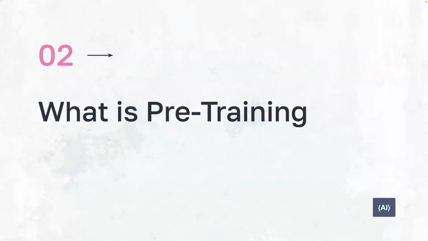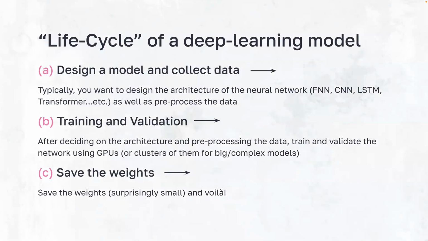So now we're going to talk a little bit about pre-training. Here's the life cycle of a deep learning model. You will first want to design a model, so typically you choose an architecture to follow, for example feed-forward neural network, convolutional, long short-term memory, transformer, and so on. You would also want to pre-process your data before you actually train it. The architecture might sound like a lot of words, but typically you would choose it based on what kind of problem you're solving.